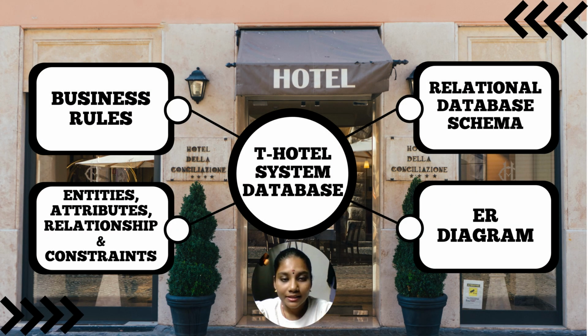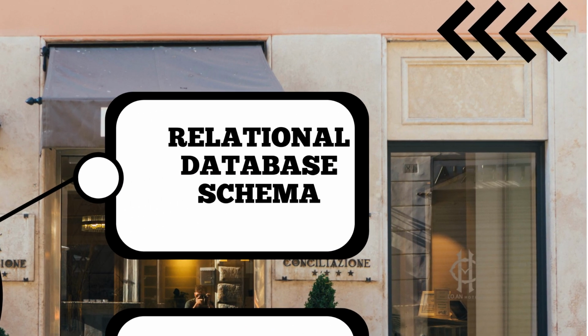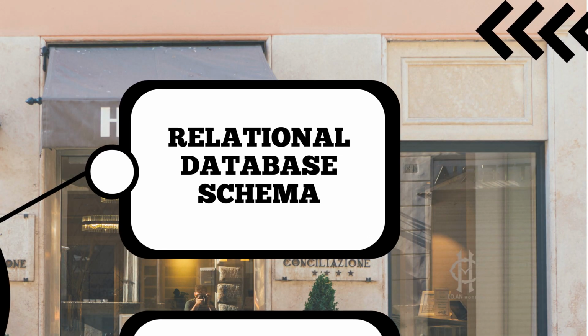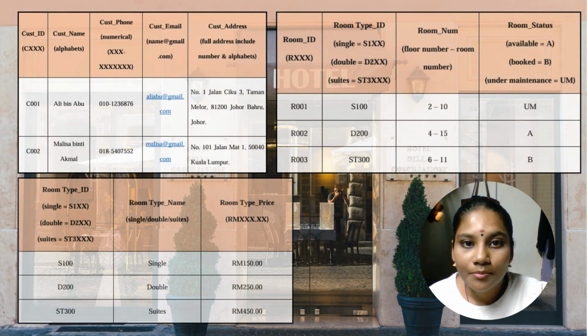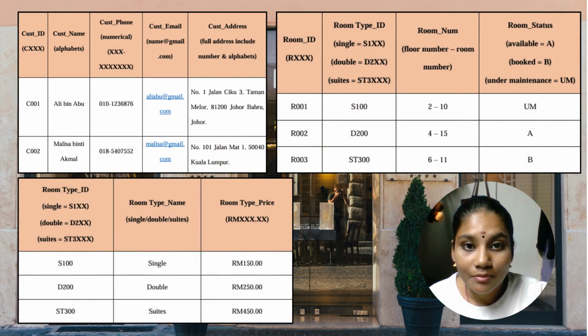Let's look at the relational database schema. This is the relational database schema. So, for example, for the customer entity, customer ID will be C001. C represents customer. Customer name is Ali bin Abu. Customer phone is as stated in the table. Customer email is ali.bin.abu@gmail.com and customer address is as stated in the table. So each attribute has its own unique format.